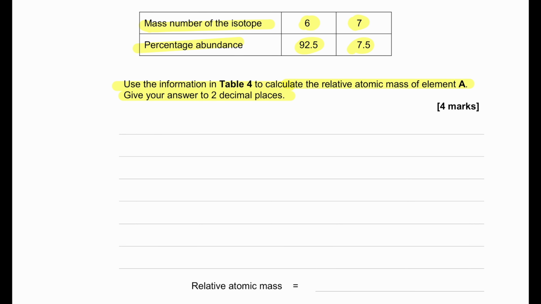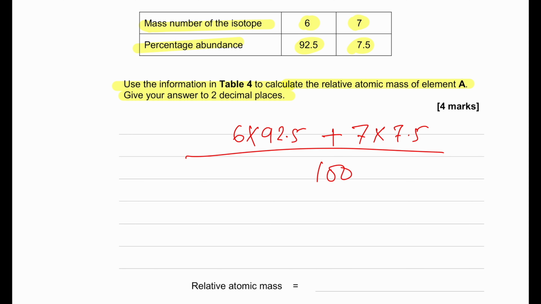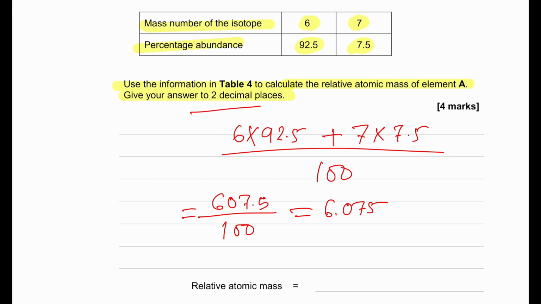Alright, so in order to calculate, what we need to do is we need to first of all take the mass of the isotope, which is 6, and then multiply it by 92.5, and then we're going to multiply the second isotope with its percentage abundance, and then we're going to divide the whole thing by 100%. So which gives us 607.5 over 100, which gives us a value of 6.075. Now since we have to calculate up until 2 decimal places, the answer will be 6.08.